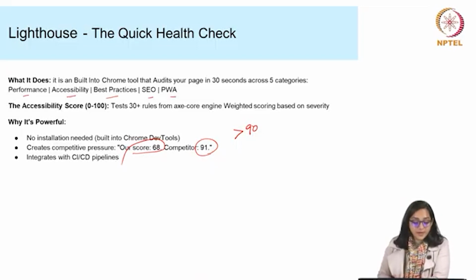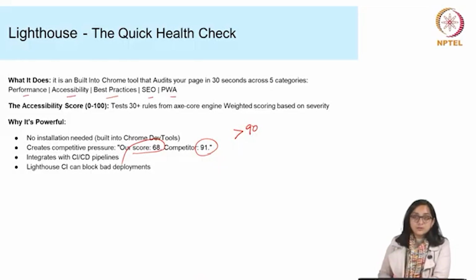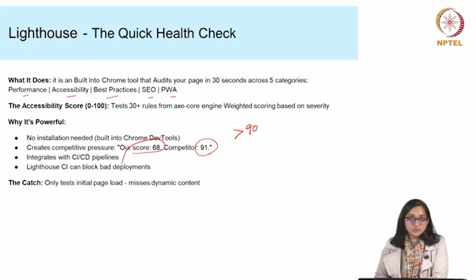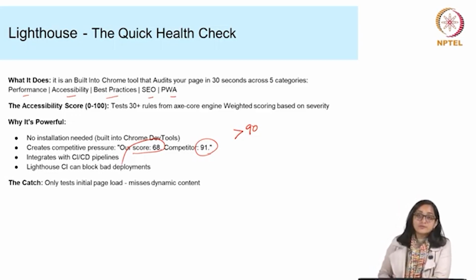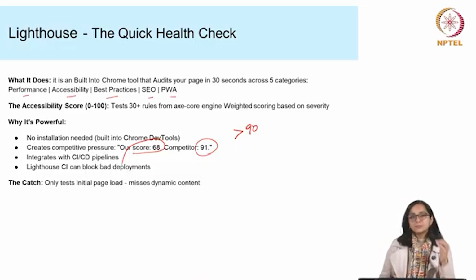It integrates with CI/CD pipelines. Lighthouse CI can block bad deployments also. It only tests the initial page load, so it misses a lot of dynamic content. If your website or your app carries a lot of dynamic content, maybe this tool is not the best for you.